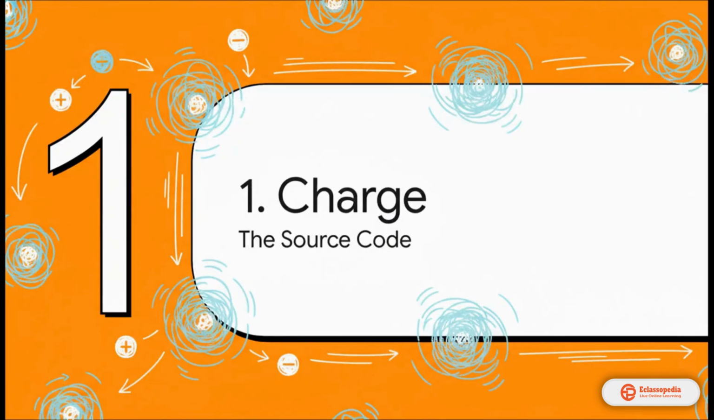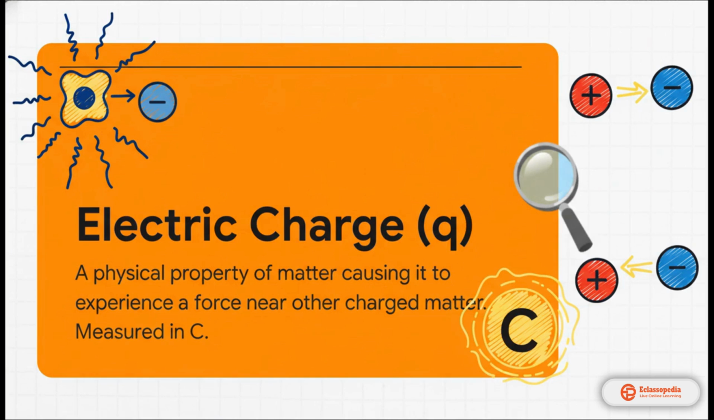So if we want to get a grip on electricity, we have to start right at the beginning with the source of it all, electric charge. You can think of it like the fundamental source code for every single electrical thing you've ever experienced. So what is charge, really? Well, it's just a basic property that certain particles have, like protons and electrons. It's just like how things have mass. And if a particle has charge, it can feel an electrical push or a pull. We measure this property in a unit called the coulomb.